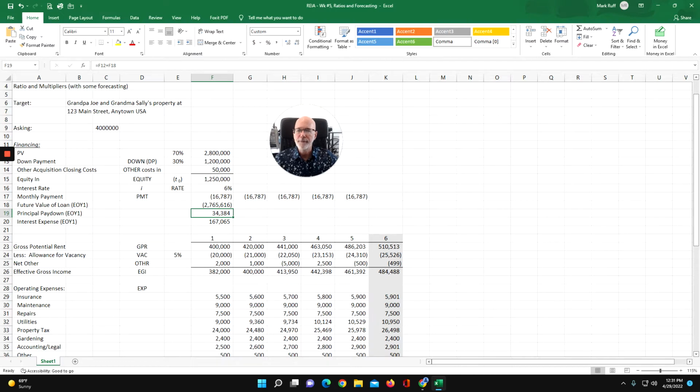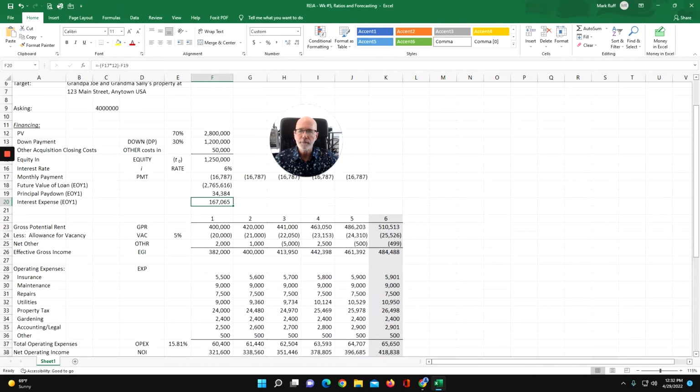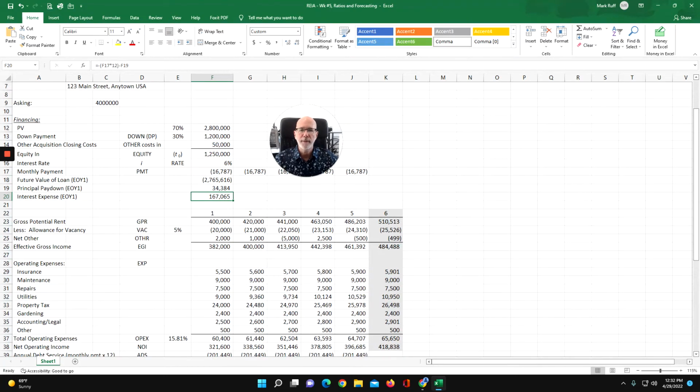And then the difference between the monthly payment times 12, which is our annual debt service, and the principal paydown, that difference is the interest for the first year. So as you can see here, the majority of our payments during the initial years of a transaction are pretty much just about all interest. Okay, so that's the financing scenario that was proposed, or rather that we secured. We didn't underwrite this, it was just a given.